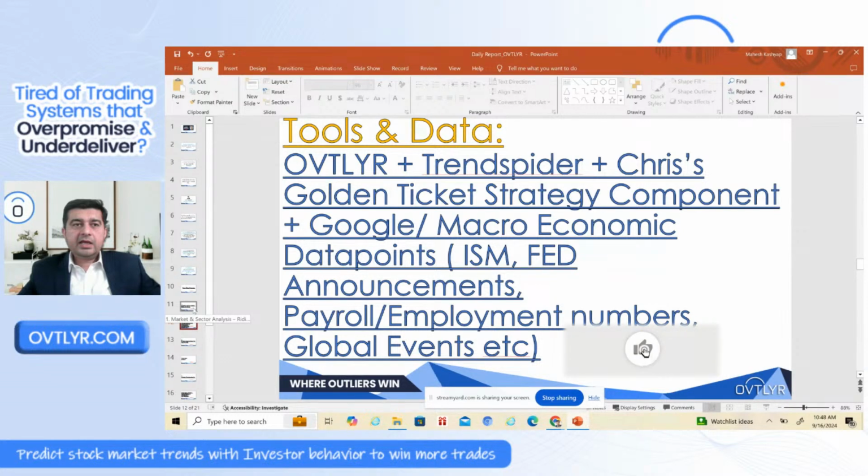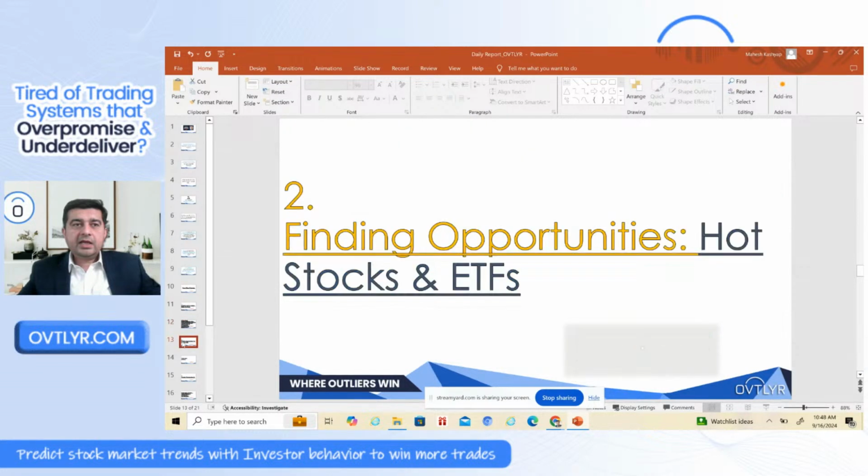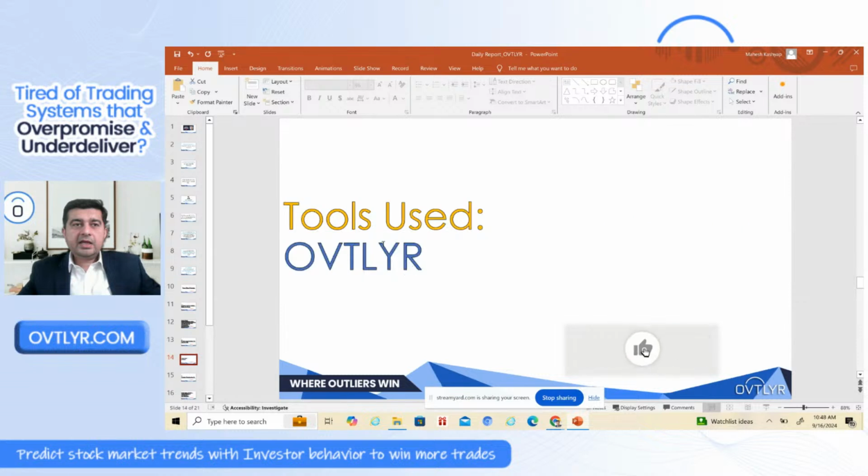Whether I'm trading some other indexed ETF or sector ETF, I may look into this. But if I'm trading some stock, for example, Adobe or Nvidia or anything, I want to make sure that the market is aligned. Then I move on to step number two, which is finding opportunities, hot stocks and ETFs, and some of the tools. In fact, I just use OVTLYR for that.